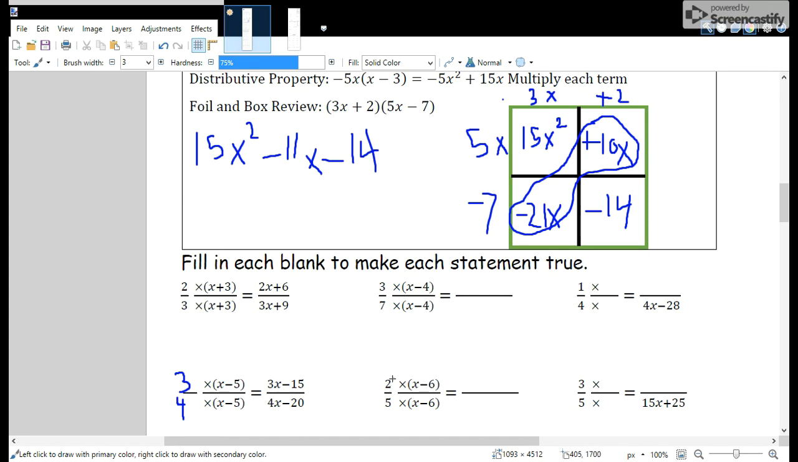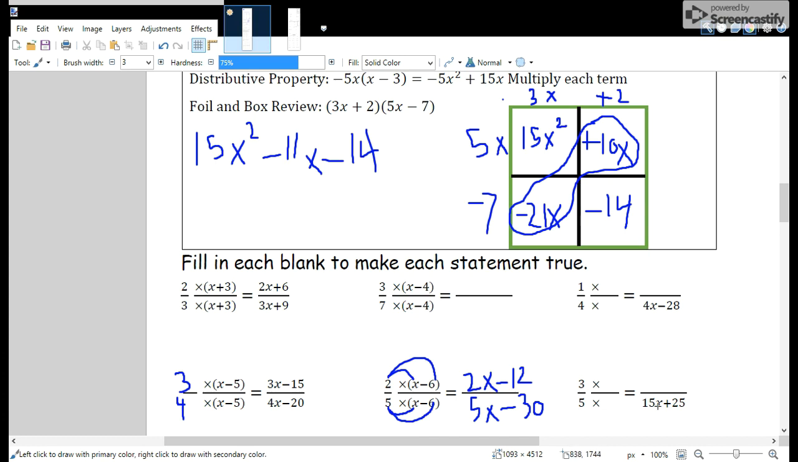2 times x minus 6. Distribute, multiply each term by 2. That'd be 2x minus 12. Same thing with the 5. Distribute, multiply each term by 5. So we have 5x minus 30. And let's do this one.